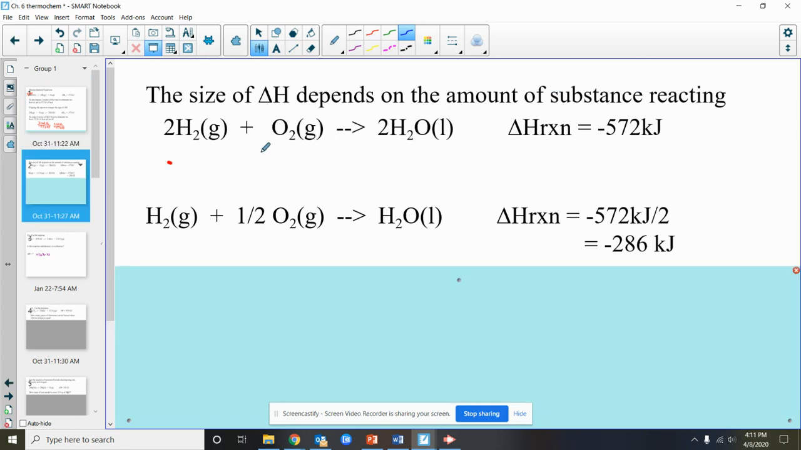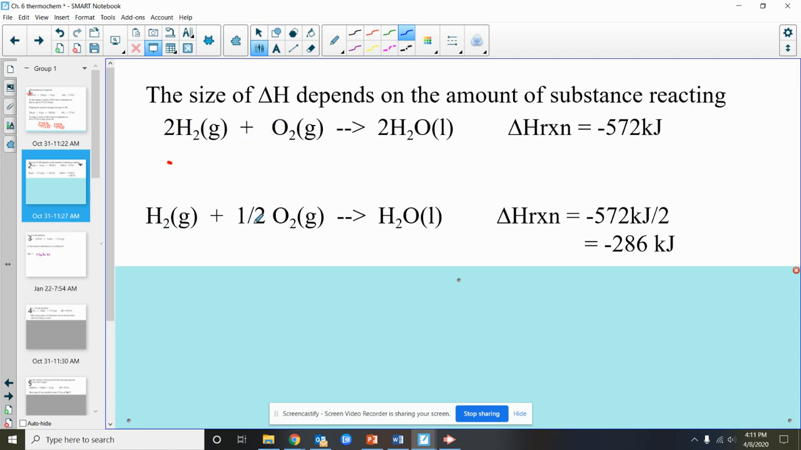On this page here, the size of your delta H, your heat energy, depends on the amount of substance you have reacting. As I said before, I have 2 moles of H2 and 1 mole of O2, creating 2 moles of water, and that's negative 572 kilojoules. But let's say I multiplied all of this by half, so I divide it by 2. It's the same thing. If I divide all of these by 2, notice now instead of 2 moles of hydrogen, I only have 1.